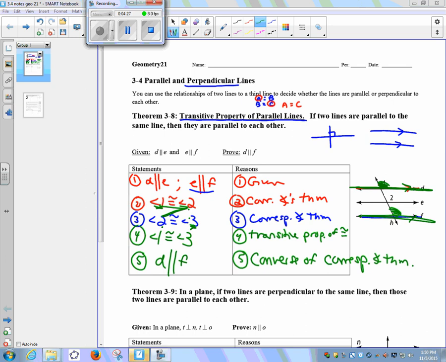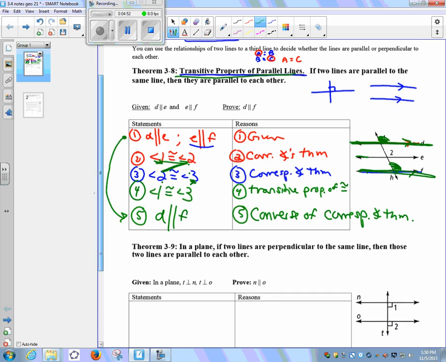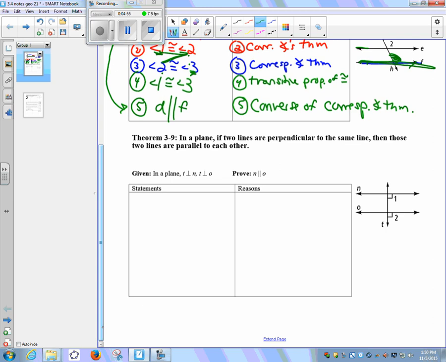So from now on, since we've already proven it, when you're in a proof and you have this situation where 2 lines are parallel to a third line, then those 2 lines are parallel to each other. Okay, so you can just jump straight from 1 to 5 in a future proof just by using the transitive property of parallel lines. Okay, so see that. The next theorem.